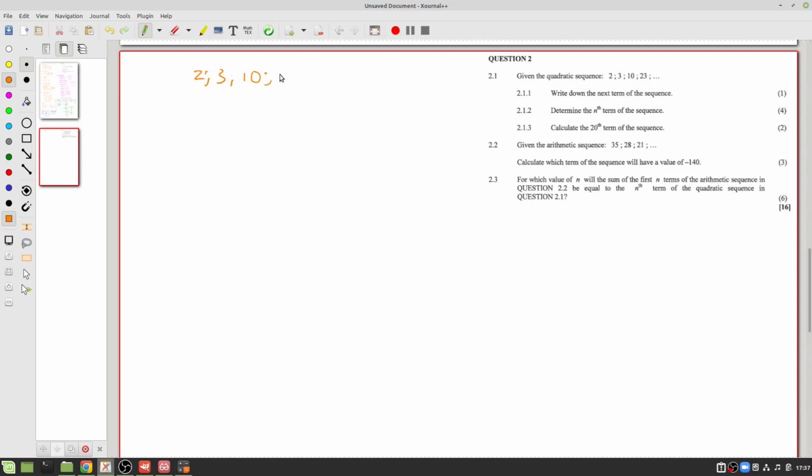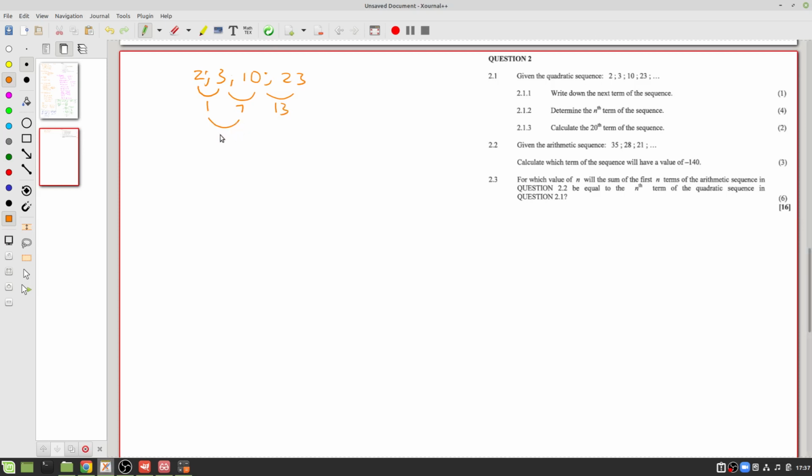They tell us it's quadratic, but how else can we check if it's quadratic if they didn't tell us? Well, we check the differences. If it was arithmetic, these differences would all be the same, right? The difference between 2 and 3 is 1, between 3 and 10 is 7, and between 10 and 23 is 13. So we see it's not the same. Here we add 1, then 7, then 13.